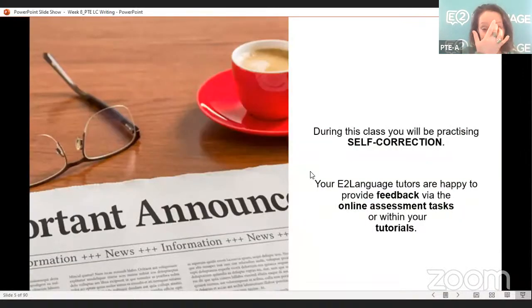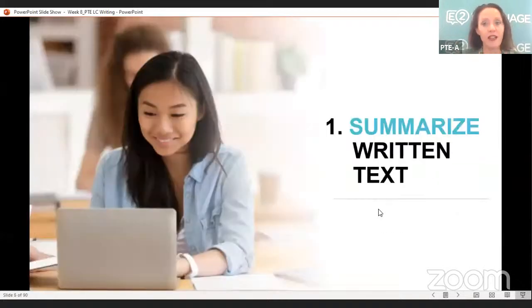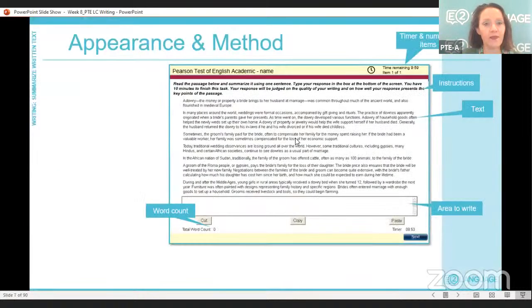Okay, so let's go to our summarising. So in this class, I can't give much individual feedback, but certainly consider using the assessment tasks on the feedback tab on your student dashboard. Also, tutorials are great for getting help with your writing or any other part of the test. Okay, so let's go to summarise written text.